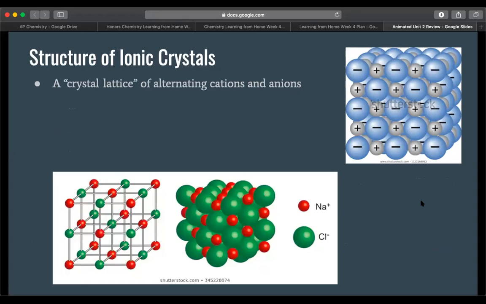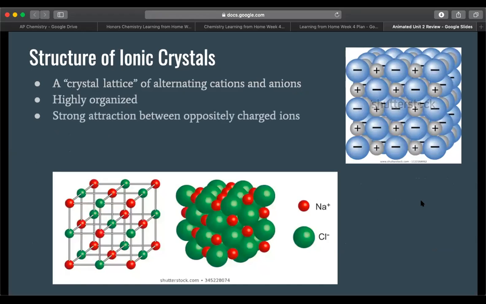So, ionic bonds have these alternating ion structures. Very organized, right? That's why we call them crystals. Since every negative is surrounded by positives and every positive is surrounded by negatives, it's not a single positive and a single negative. This is a super strong bond because of the huge amount of attraction between the cations and the anions.